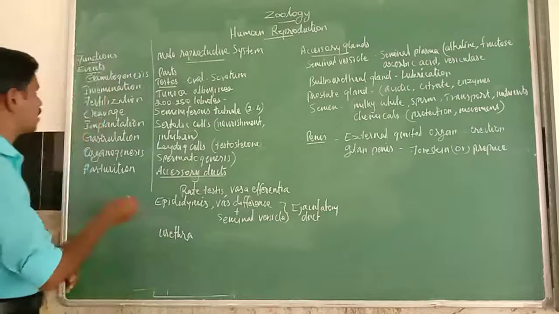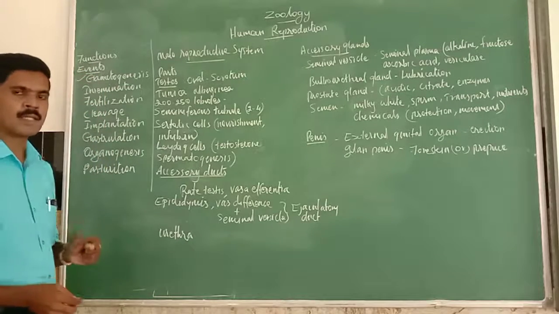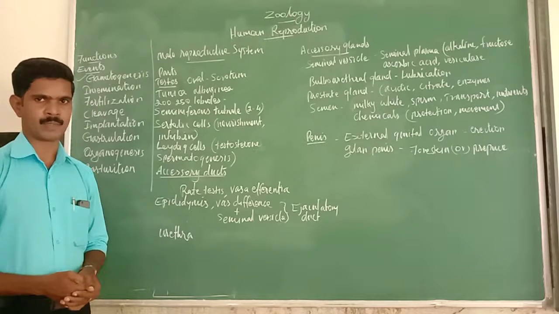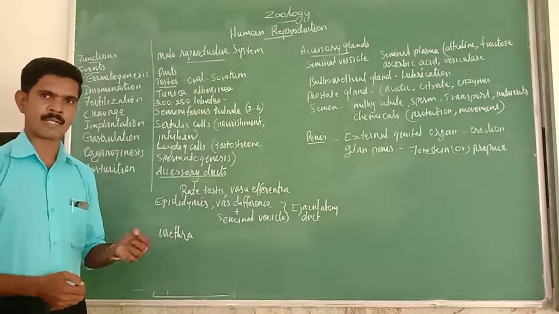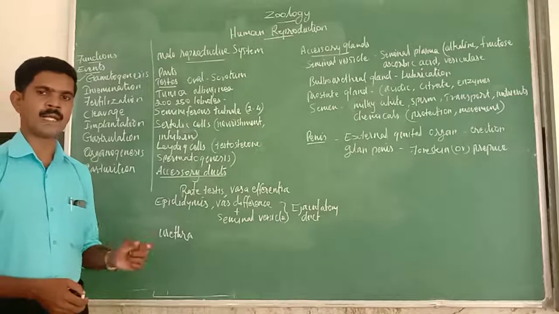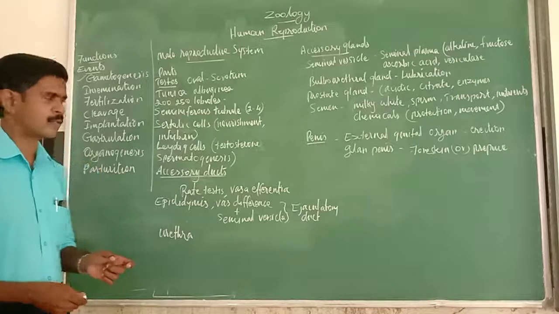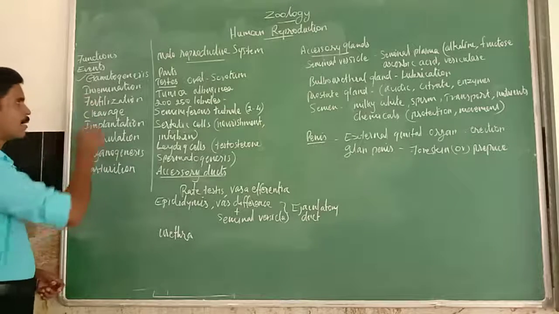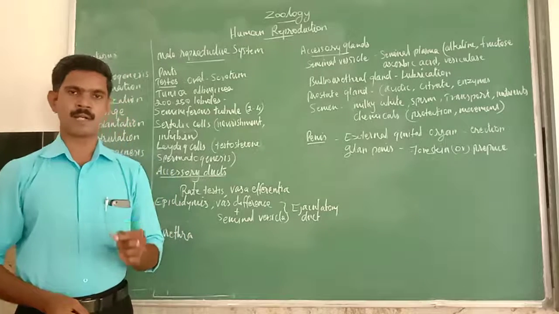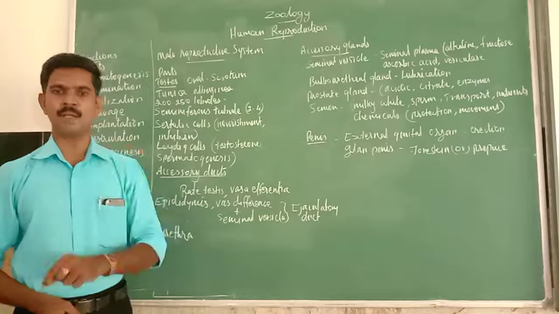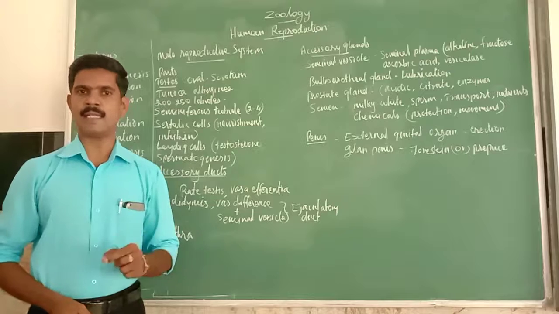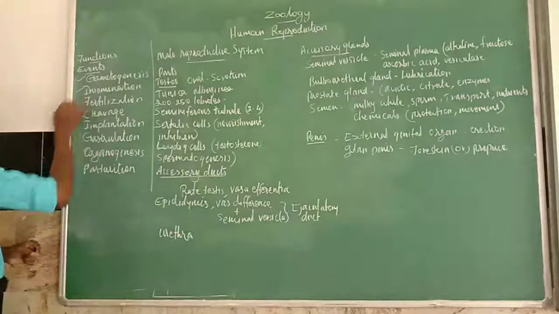Listen very carefully. The first event is gametogenesis. The process of formation of both male and female gametes is called gametogenesis. The male gamete is called sperm and the female gamete is called egg or ovum. The process of production of these gametes in the male and female reproductive systems is called gametogenesis. And the second one is insemination. The process of transmitting the male sex cell into the female reproductive system is called insemination.